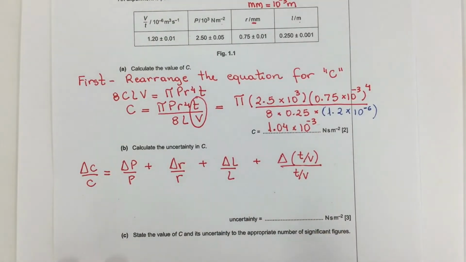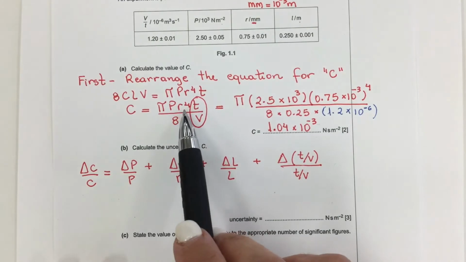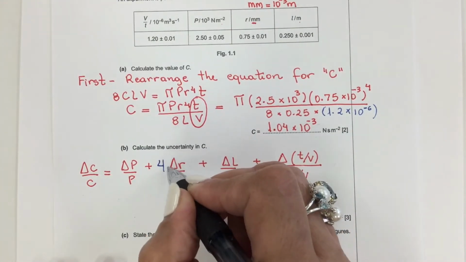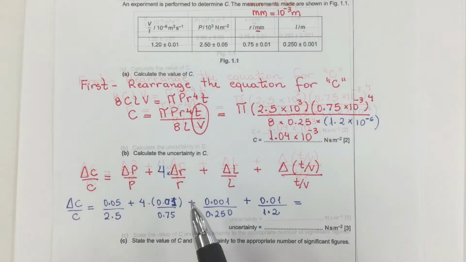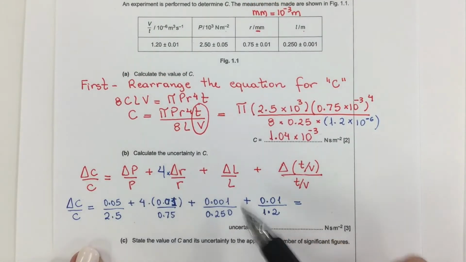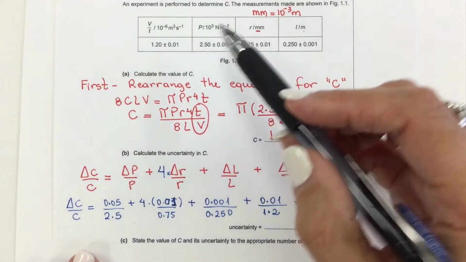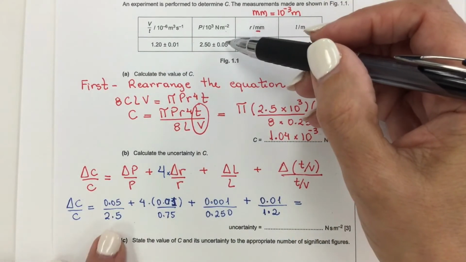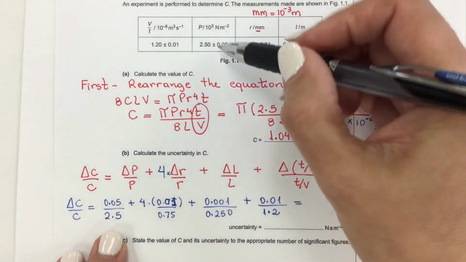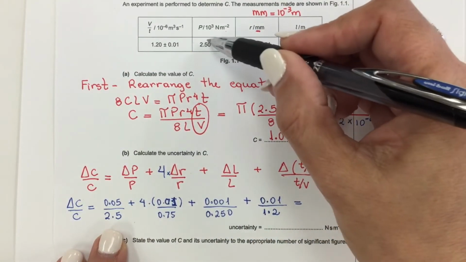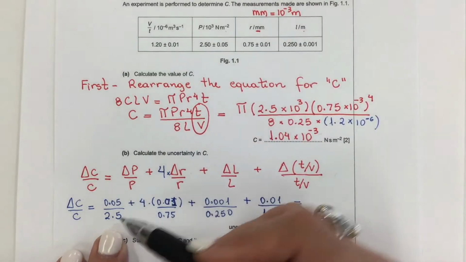Now one correction. Since the R here is to the 4th power, we need to make the correction here and add 4 times this. So to find all these fractional uncertainties, what we do is we look at the information from this table. For example, for P the uncertainty is 0.05 divided by the value.